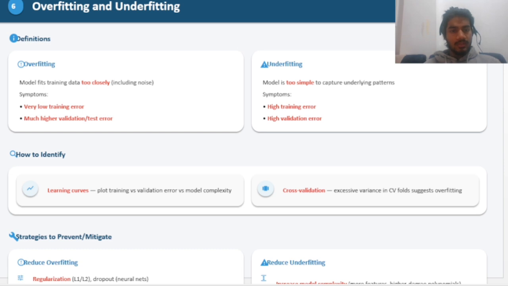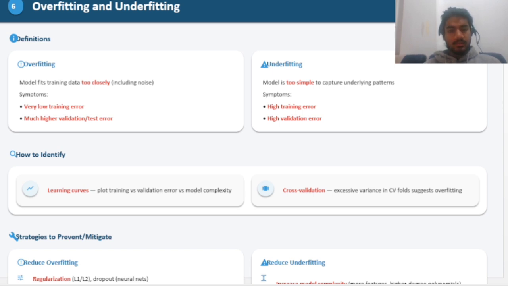And how to fix it? To fix it, use a more flexible model, add more features, reduce regularization and increase training time. So in short, an overfitting model learns too much and an underfitting model learns too little.